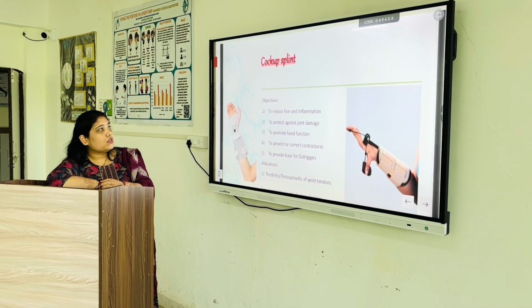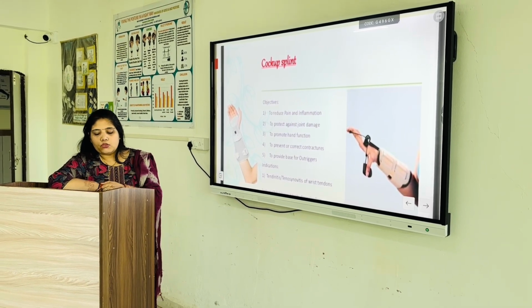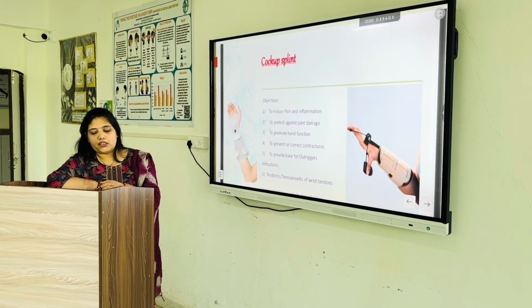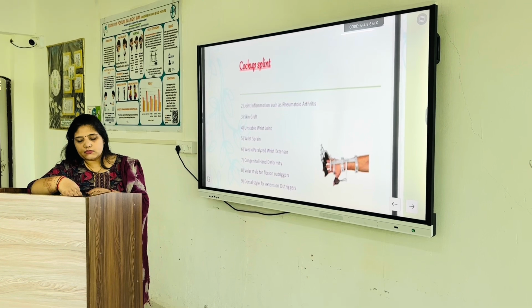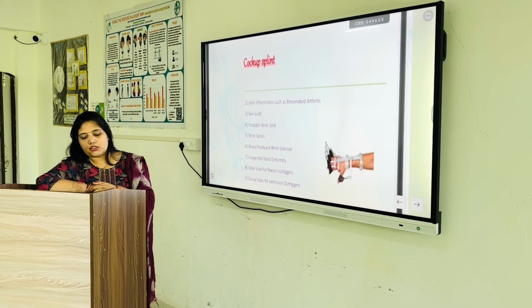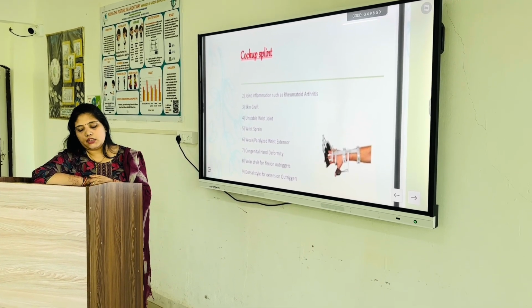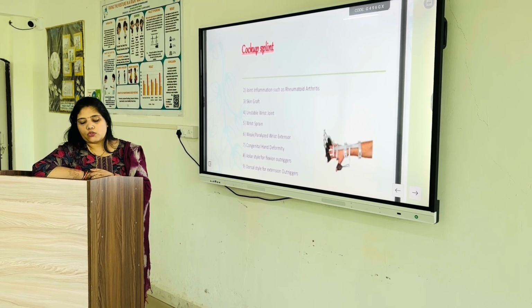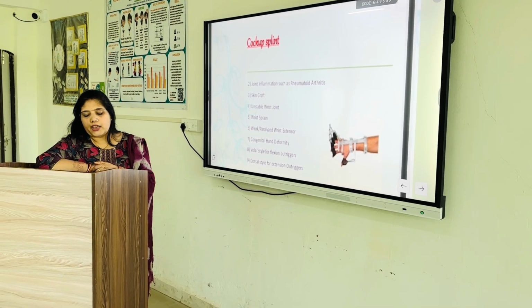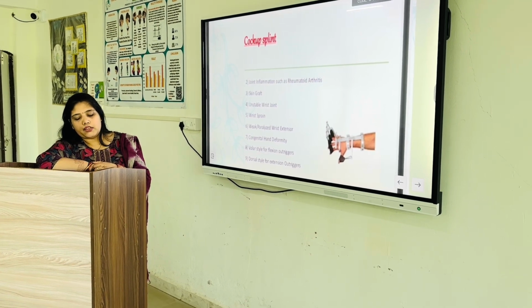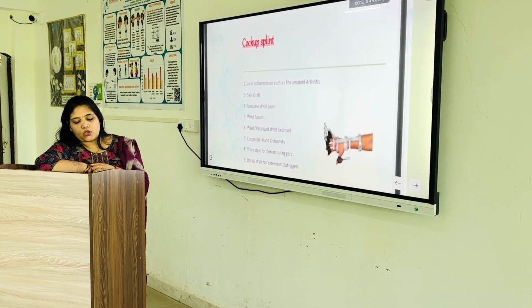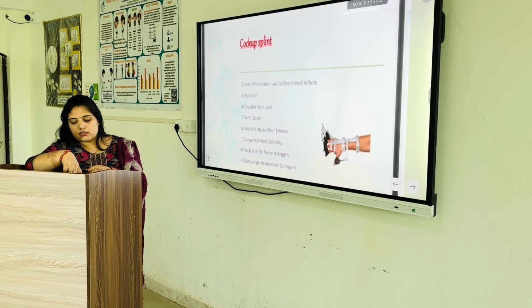Indications of this orthosis are tendinitis and tenosynovitis of wrist tendons. Second is joint inflammation. Third are skin grafting, unstable wrist joint, wrist sprain, paralyzed wrist extensors, congenital hand deformity, volar stiff flexion outriggers, and dorsal stiff extension outriggers.